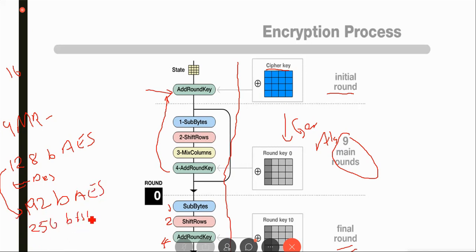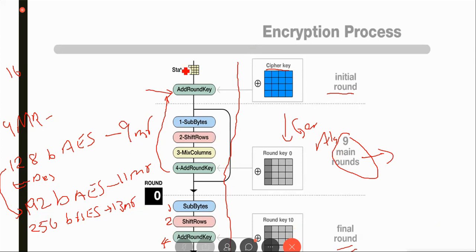There is only a small difference between them. 128-bit AES has 9 main rounds. If it is 192-bit, you have 11 main rounds. The rest is the same. This operation happens for 11 main rounds if it is 192-bit. If it is 256-bit, you have 13 main rounds. That's all the difference here. So if it is 128-bit, you have 9 main rounds.